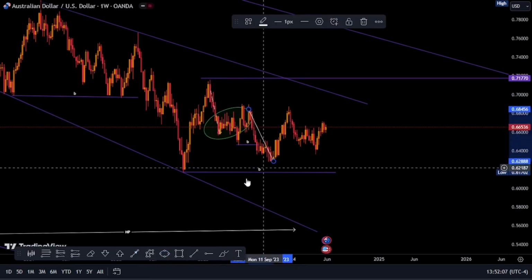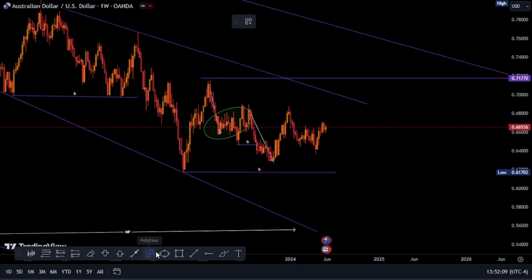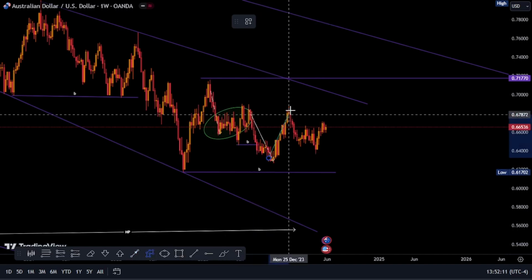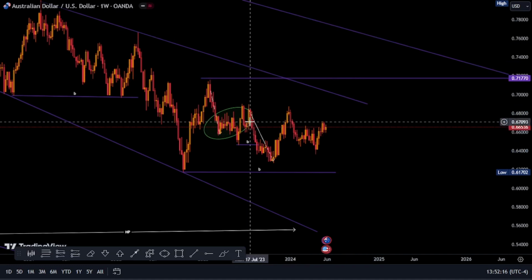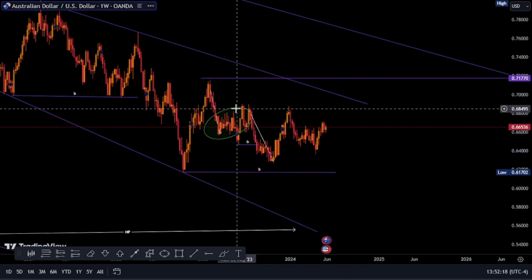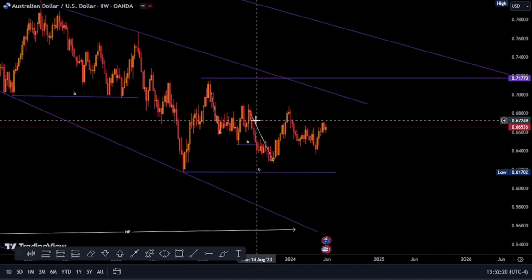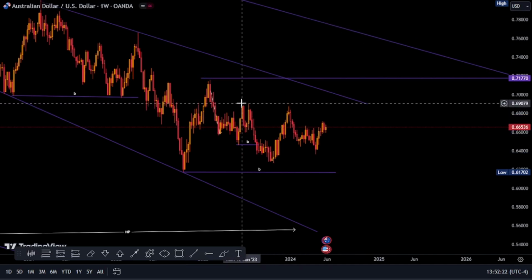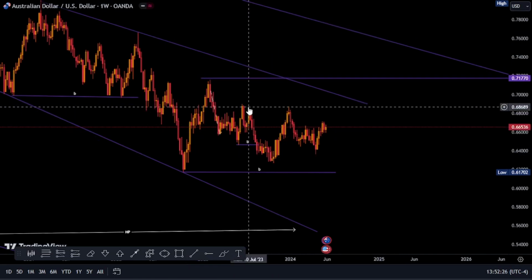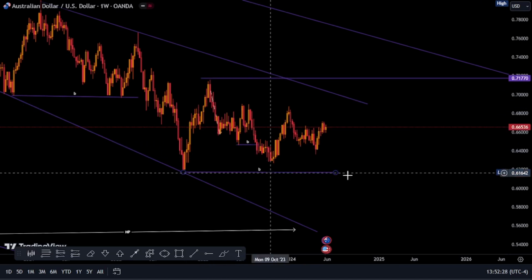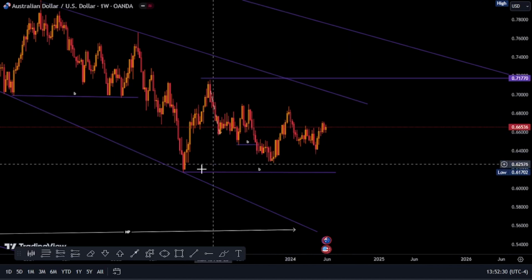This is your impulse, okay? And then this is your correction. You understand what I'm saying? So by knowing that this is the high that broke this low on an inner structure, okay, on an inner structure.